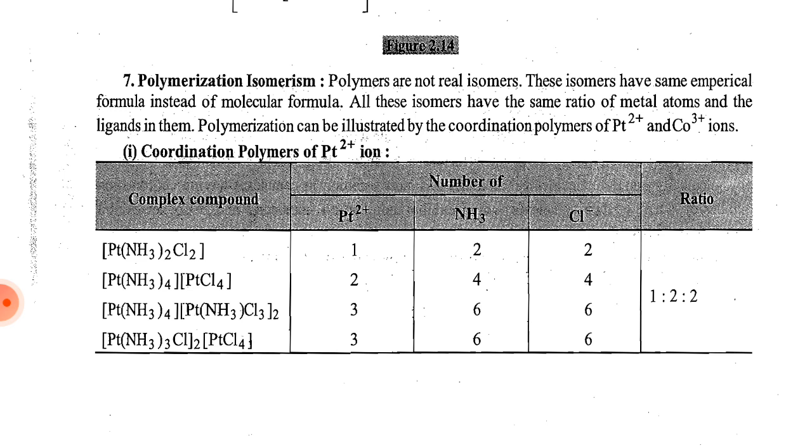An example is platinum 2+ complexes. [Pt(NH3)2Cl2]: Pt2+ is 1, NH3 is 2, Cl is 2. [Pt(NH3)4][PtCl4]: 2 platinums, 4 NH3, 4 Cl, the same ratio. Then [Pt(NH3)4][Pt(NH3)Cl3]2 has 3 platinums, 6 NH3 and 6 Cl, so the ratio is 1:2:2. Then [Pt(NH3)3Cl]2[PtCl4]: here also 3 platinums, 6 ammonia and 6 chlorine, so it is 1:2:2.